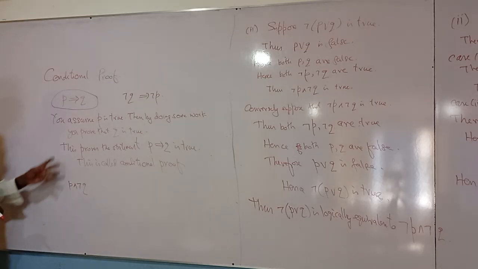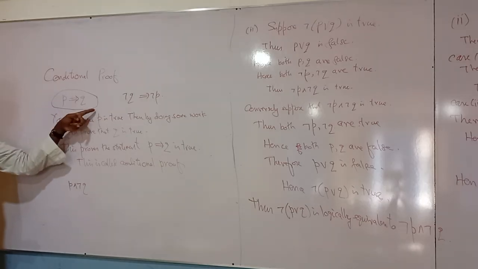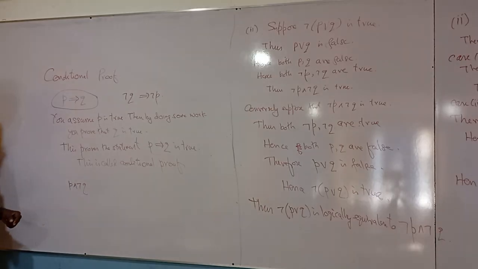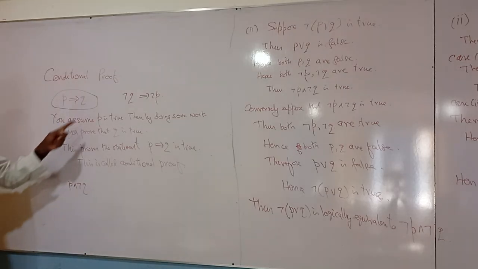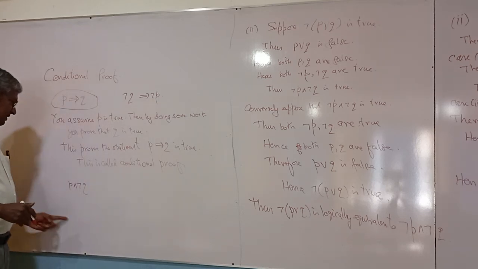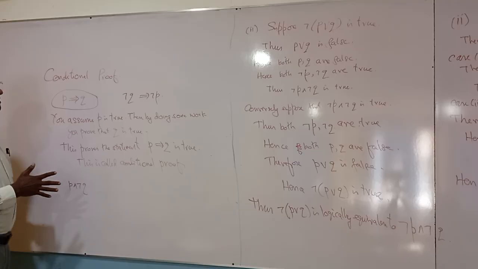But let's try. Anyway, in conditional proof, you assume P is true and prove Q is true. Actually, what you are proving is that if P is true, then Q is true. That's all you are proving, but you are saying P implies Q is true. That's the powerful part. Proof by contradiction is the other method.